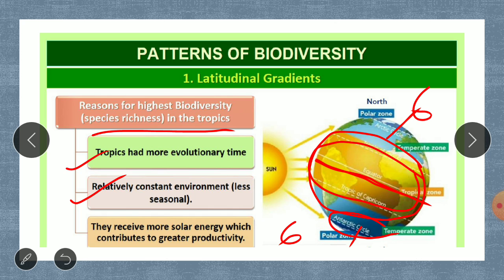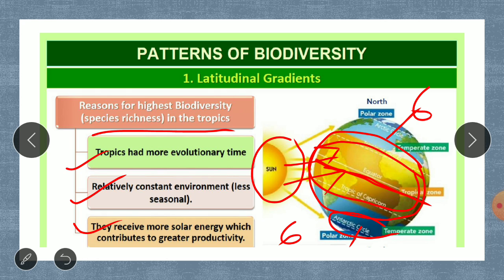Because of that, the animals and plants have got adapted over there, they have learned surviving, and hence they are getting more evolutionary time. Then the third reason may be they receive more solar energy which contributes to greater productivity. Sun is going to be the source of energy. So it can be said that these areas are getting more amount of sun, because of which their productivity is more, and when the productivity is more, automatically the number of organisms living over there can also be more.